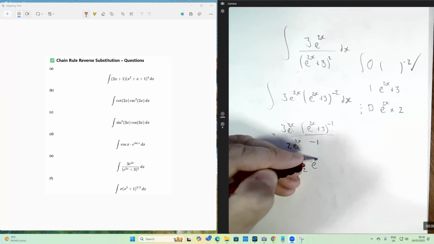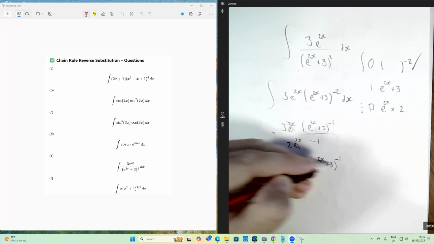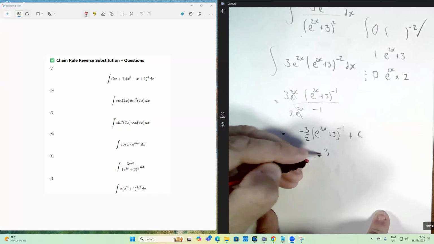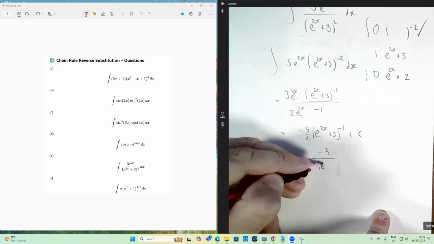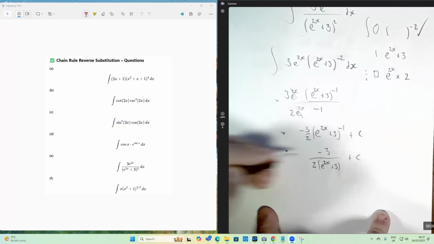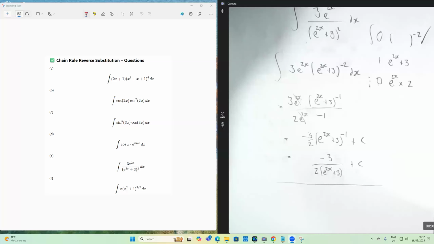And in this case, I'm going to get -3/2 e to the 2x add 3 all to the -1 add c, which could be written as -3/2 over e to the 2x add 3 add c, like that. Okay, so that would be that one done.